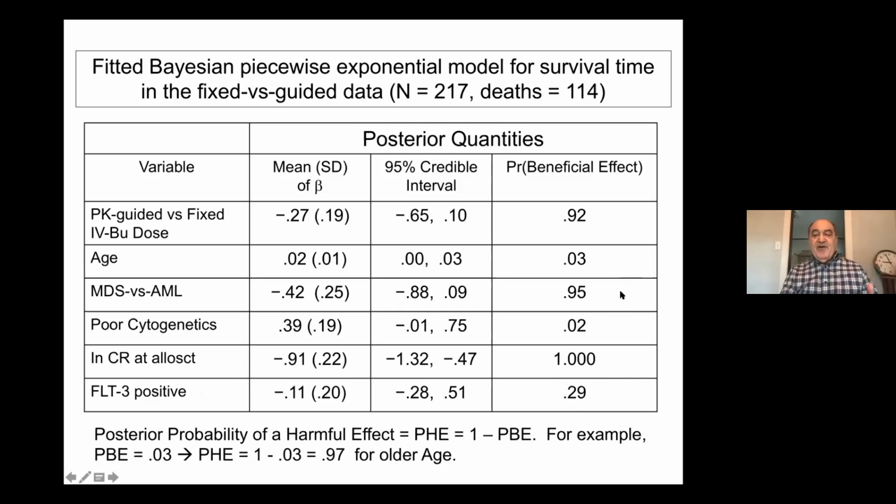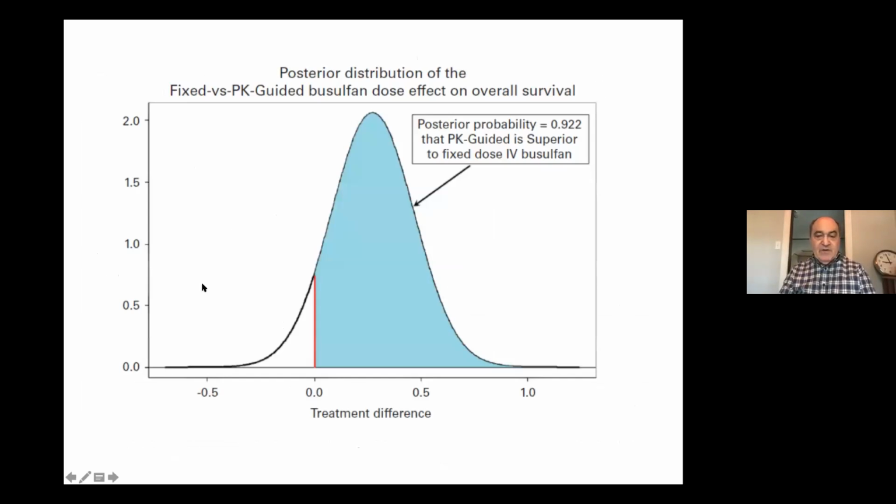So if you had a value of 0.5, you'd say you're right in the middle. It's complete noise. Values near 1 are great. Values near 0 are bad. Of course, you can't control age. The only thing you can control is treatment. Okay, and here's a picture of the posterior distribution of the parameter multiplying the indicator of getting PK guided dosing. You see this area here is 0.922. So we do this when we analyze survival data.